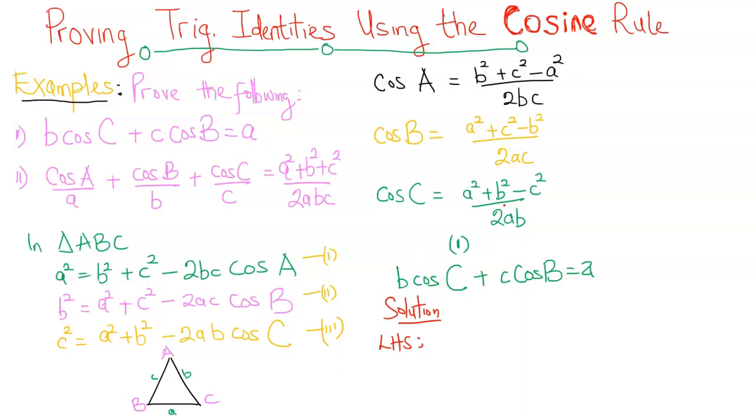Now we've got b cos C, and I know what cos C is from the cosine rule. So b cos C can be written as b times a squared plus b squared minus c squared over 2ab. Then I've got a plus sign right here, then lowercase c. Now cos B, we can see that it's equal to a squared plus c squared minus b squared over 2ac. Now looking at this, b can just cancel b because it's a product, and here c can cancel c.